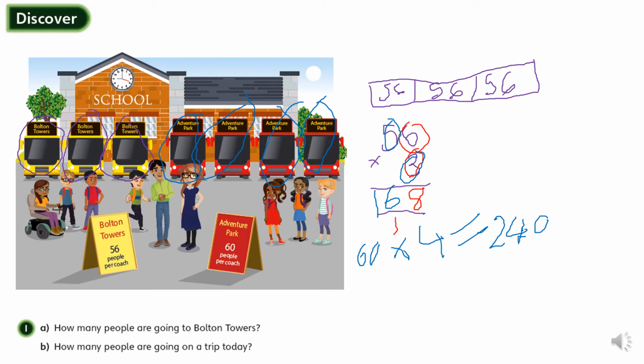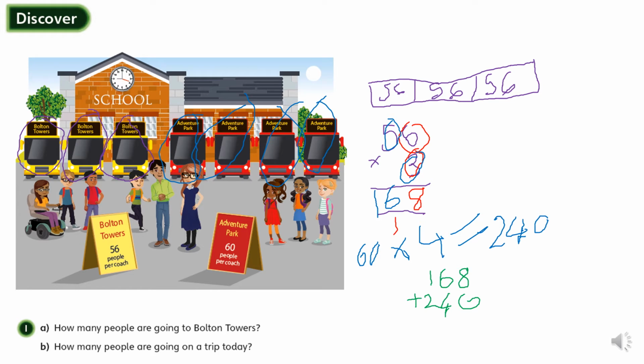Right, now, have I solved that problem there? Not quite, because it says how many people are going on a trip today, not how many people are going to the adventure park. So I need to work out how many people are going to Bolton Towers and the adventure park. So my first answer is 168. That's how many people are going to Bolton Towers. And I'm going to add these up using, you guessed it, the column addition. So I have 168, add 240.